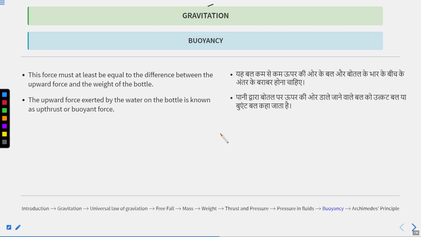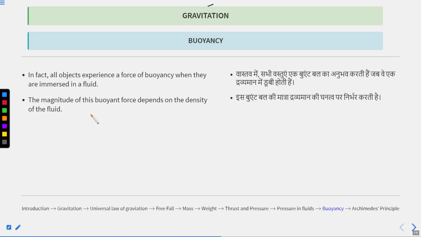And that upward force which is exerted by the water on any object is known as upthrust or buoyant force, and this phenomenon is known as buoyancy. Clear, class? So this is the definition of buoyant force. It is an upward force exerted on any object when it is immersed in a liquid. In fact, all objects experience a force of buoyancy when they are immersed in a liquid. When you jump in the pool, you come back to the surface by yourself. It is because of that upward force exerted by water on your body.